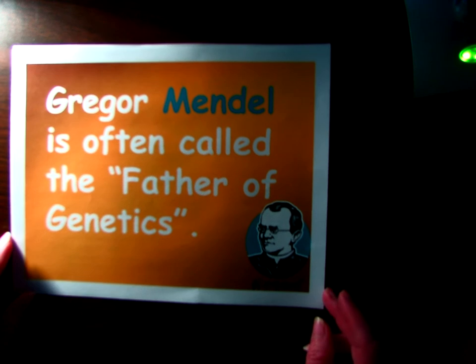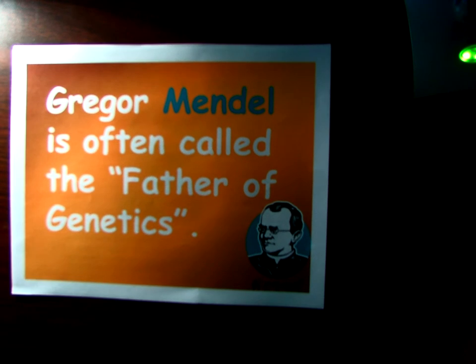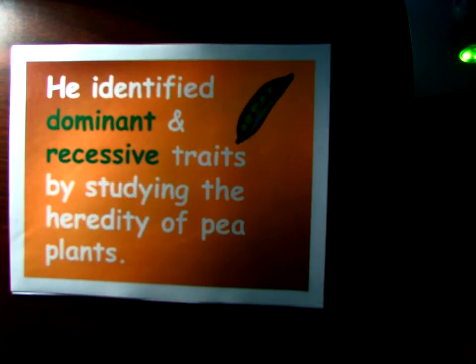All right. Gregor Mendel is often called the father of genetics. The reason why is because he made a lot of discoveries in the area of genetics. He studied pea plants, and he noticed that certain traits moved on to the offspring generation, and certain traits did not. So he did a lot of different experiments to see why that occurred. While he was doing that, he identified what we call today dominant and recessive traits. And like Coach King said, he did this by studying the heredity of a pea plant.